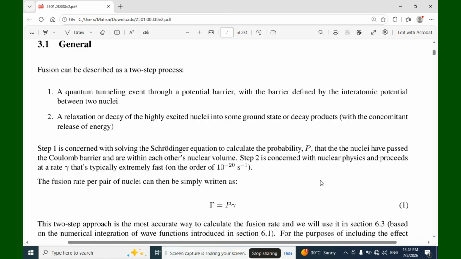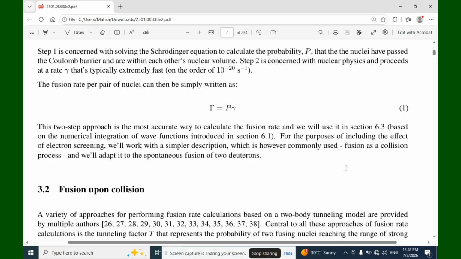Step 1 is concerned with solving the Schrödinger equation to calculate the probability p that the nuclei have passed the Coulomb barrier and are within each other's nuclear volume. Step 2 is concerned with the nuclear physics and proceeds at a rate gamma that's typically extremely fast, on the order of 10 to the power of minus 21 per second. The fusion rate per pair of nuclei can then be simply written as tau is equal to p gamma.